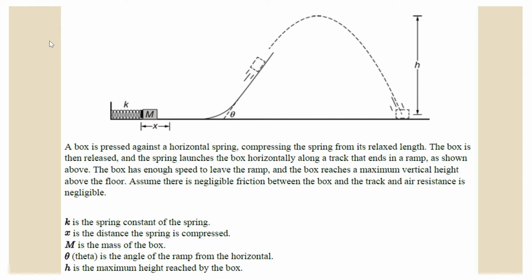As I'm sure you remember, this question says a box is pressed against a horizontal spring, compressing the spring from its relaxed length. The box is then released, and the spring launches the box horizontally along a track that ends in a ramp, as shown above. The box has enough speed to leave the ramp, and the box reaches a maximum vertical height above the floor. Assume there is negligible friction between the box and the track, and air resistance is negligible. And of course, they give you the definition of all the terms used here in this diagram.